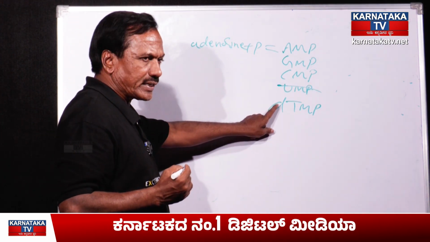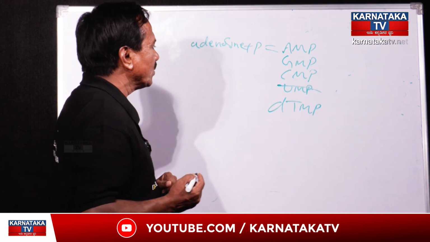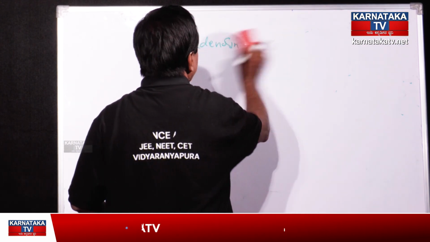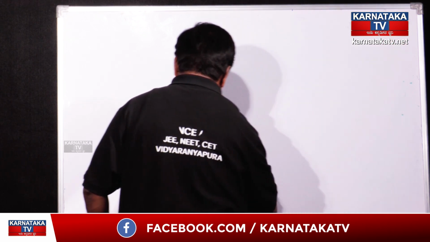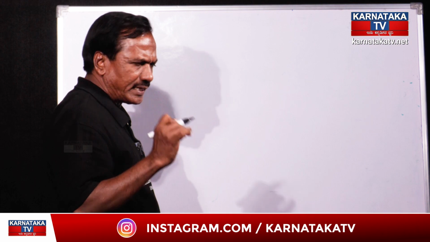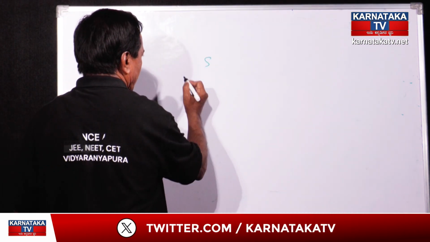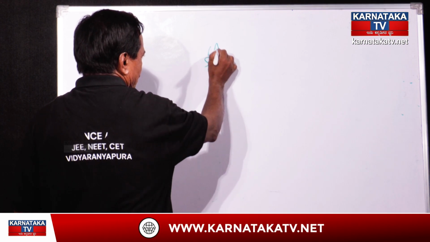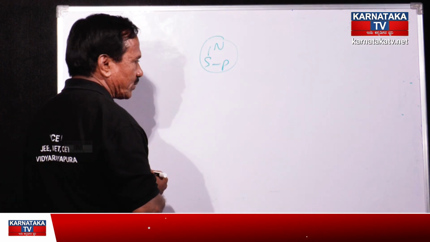Deoxyribose thymidine, deoxyribose thymidine monophosphate. Okay. So, like this, there are 4 nucleotides in RNA, and in DNA, like that. Okay. So, you see, nucleotides are formed, as you know, by the combination of one sugar, one phosphate, and one nitrogenous base. The combination of these 3 is called one nucleotide.